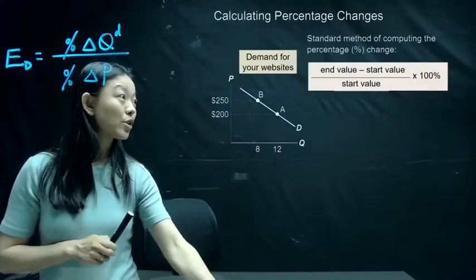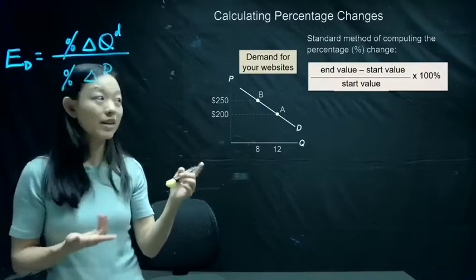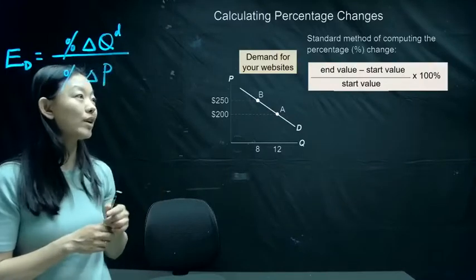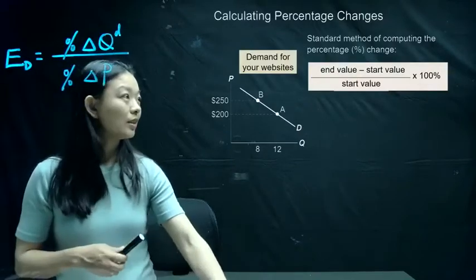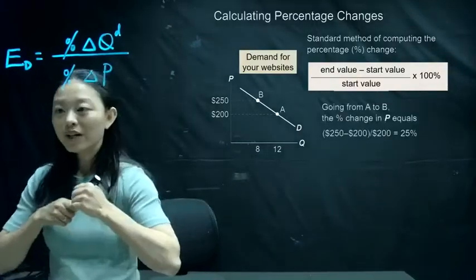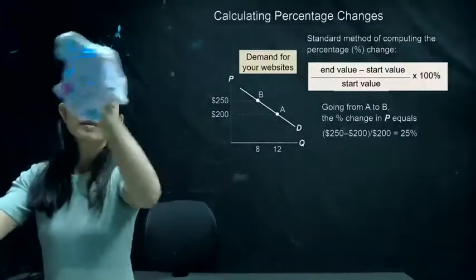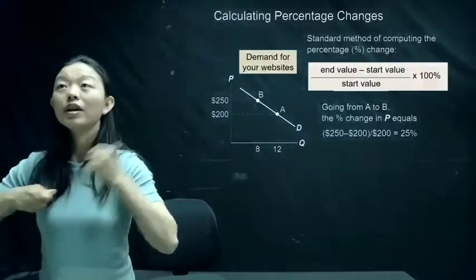Percentage change always equals the end value subtract the start value, and divide by the start value, times 100%. So this is the way that we compute percentage change. Therefore, you can see from the example that we talked about. Let me show you this one because this is a little bit tricky example.